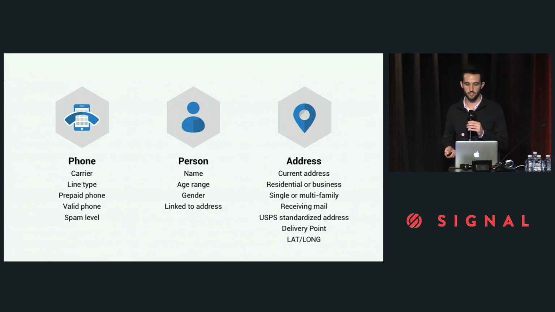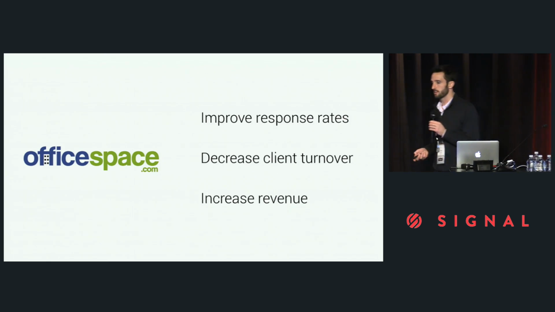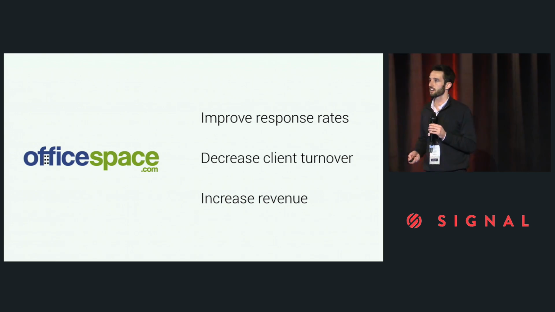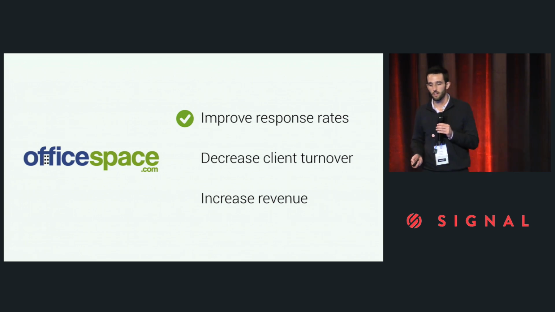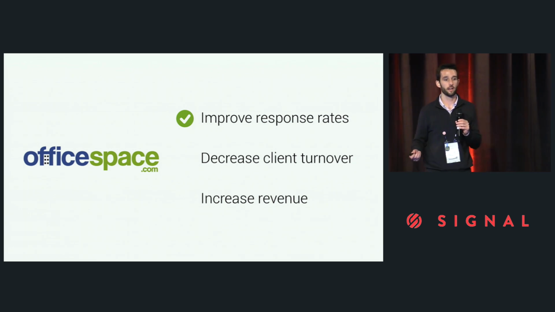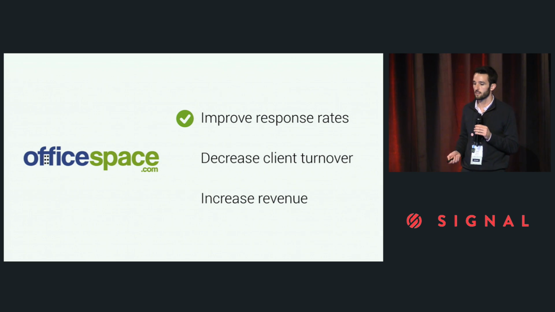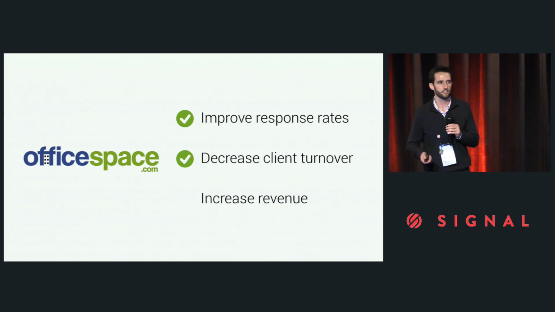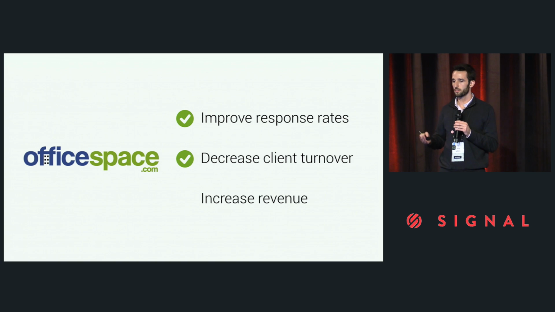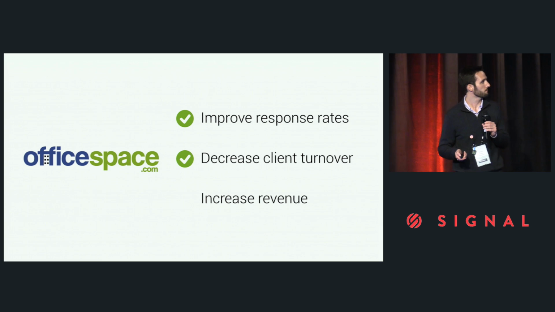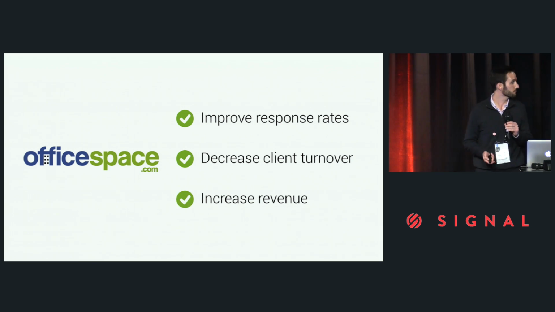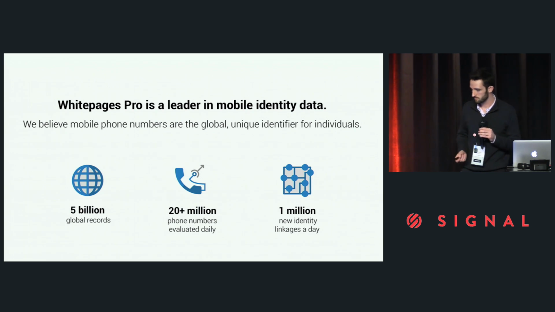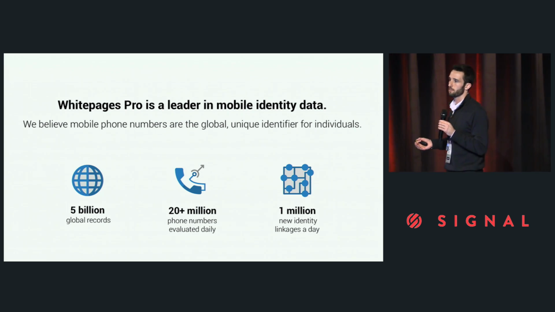So in Office Space's use case, by adding this data to their call tracking flow, they're able to improve callback rates over 300%. They were able to decrease client turnover because they got that much more value in their service, which was that much more sticky with information about the caller included in their application, and an overall increased revenue for Office Space.